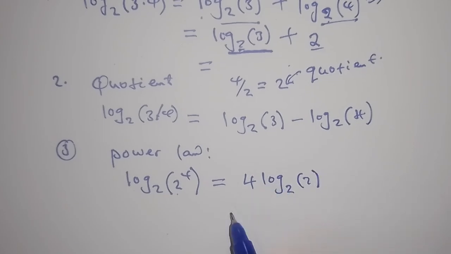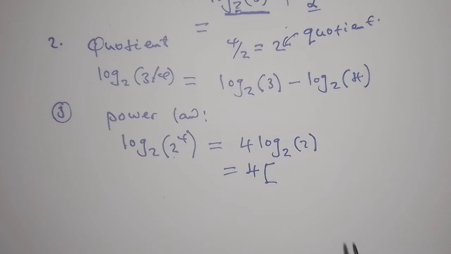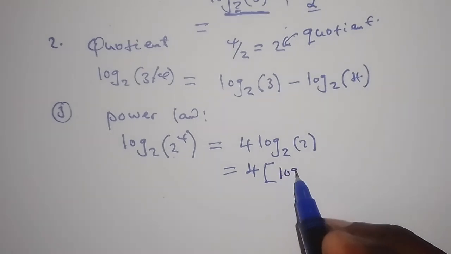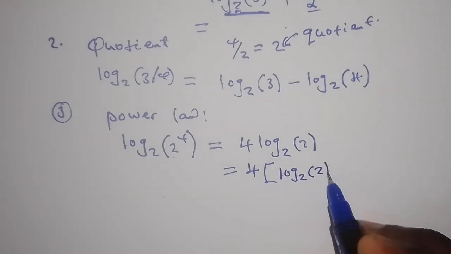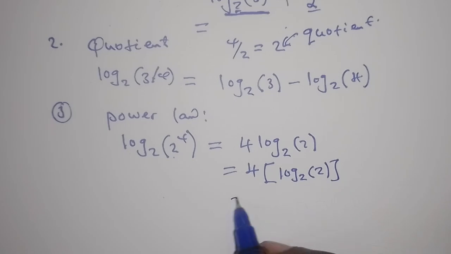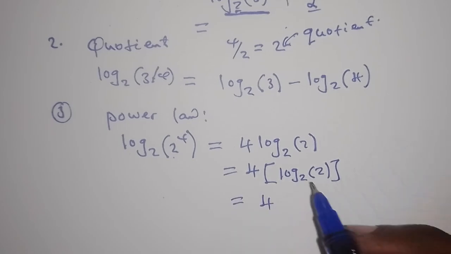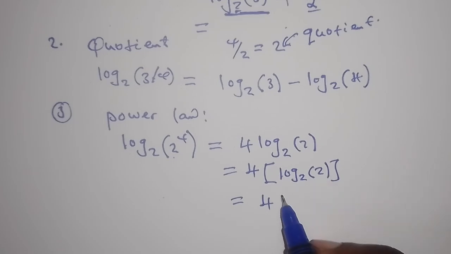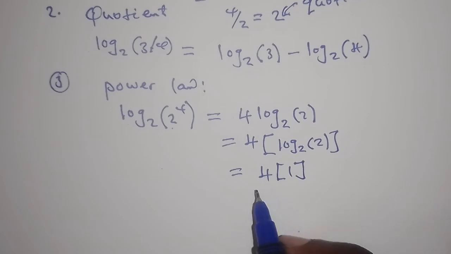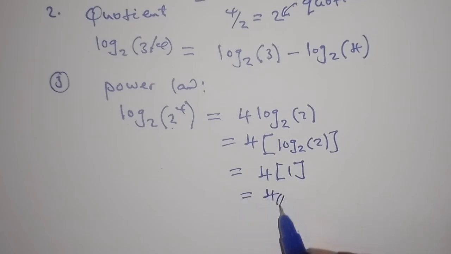Now we know that for this, log base 2 of 2, something like this is an identity. An identity gives us 1. So this will actually simplify to 1, and you know that this will just remain 4.